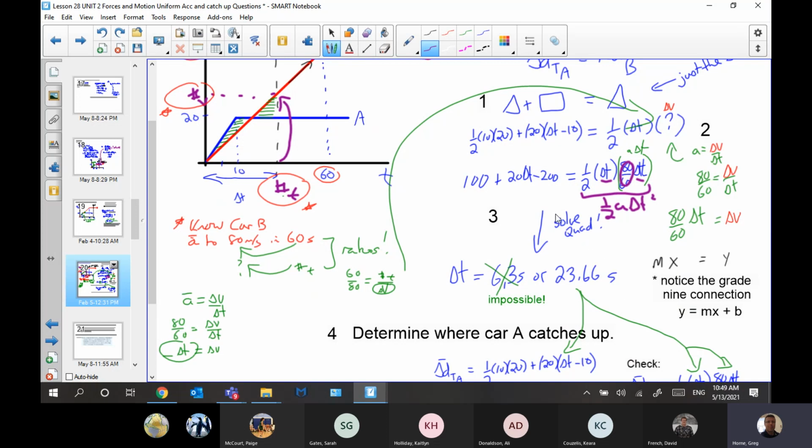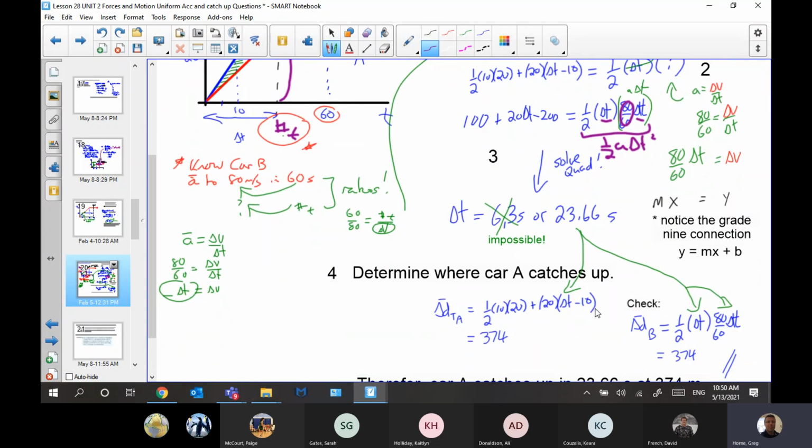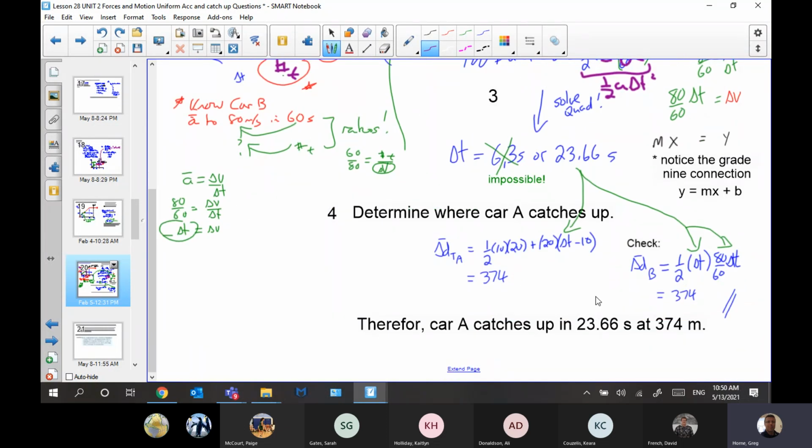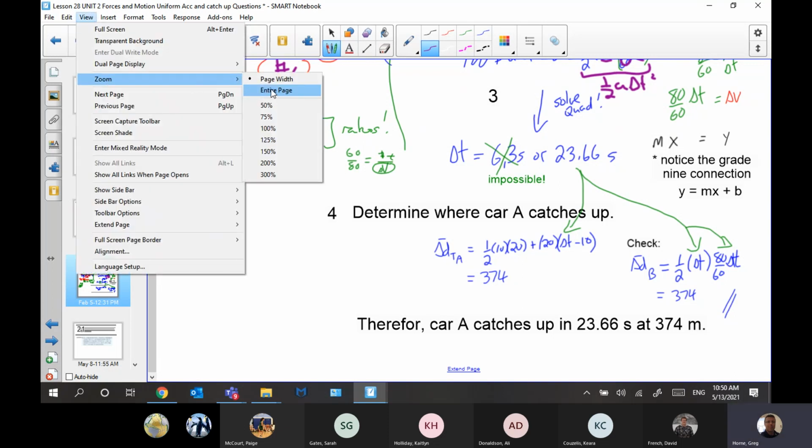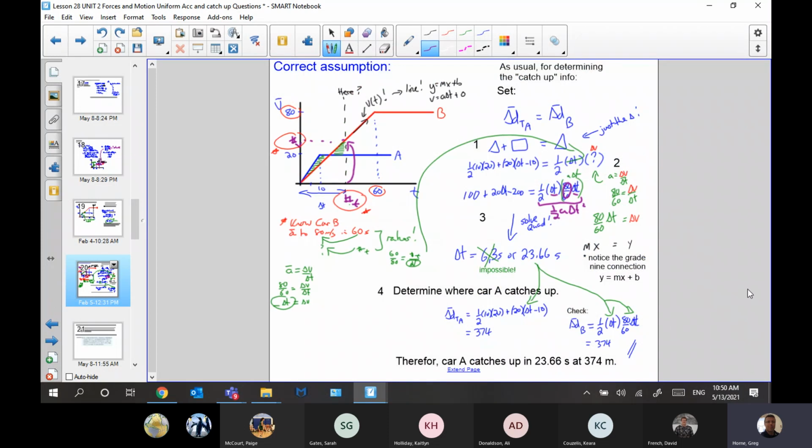So you get an answer from the quadratic formula that I'm not reviewing at this moment, but can if we need to. It gives an answer of 6.3 or 23.6. Well, it can't be 6.3 because that's not based on our assumption. So the 23.66 meets our assumption values, and then you can check your displacements, and they're both 374. So your conclusion is, oh, car A catches up in 23.66 seconds at the 374 meter mark. So let me show the whole page there and let you copy what you need and ask questions if you need.